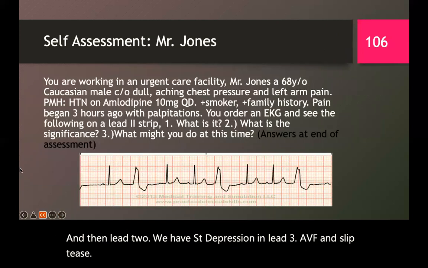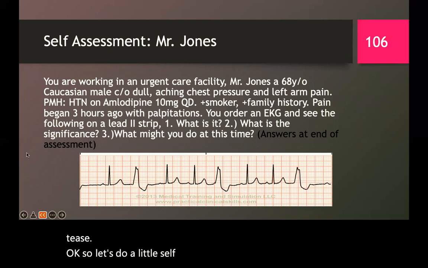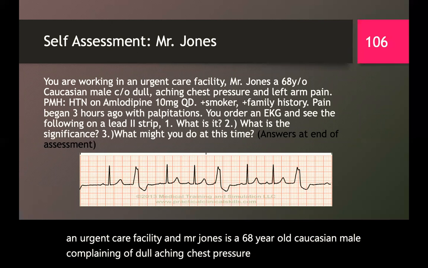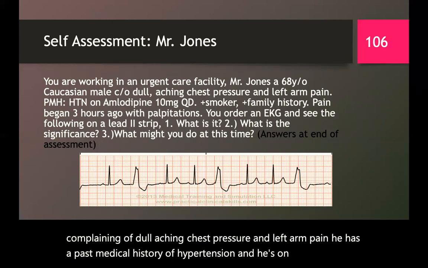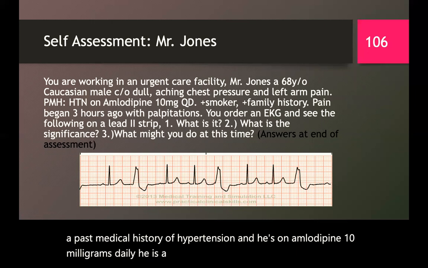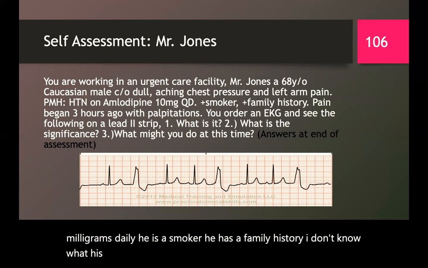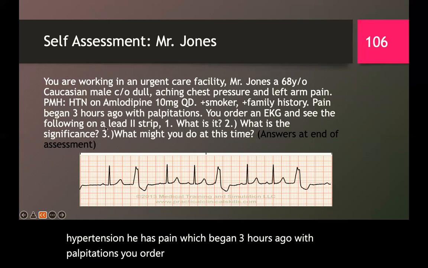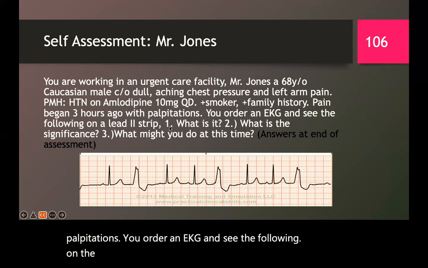Okay, so let's do a little self-assessment. Mr. Jones, you're working in an urgent care facility, and Mr. Jones is a 68-year-old Caucasian male complaining of dull, aching chest pressure and left arm pain. He has a past medical history of hypertension, and he's on amlodipine 10 milligrams daily. He is a smoker. He has a family history. I don't know what his family history is, but I'm assuming it's cardiac or hypertension. He has pain, which began 3 hours ago with palpitations. You order an EKG and see the following on the lead 2, strip 1.